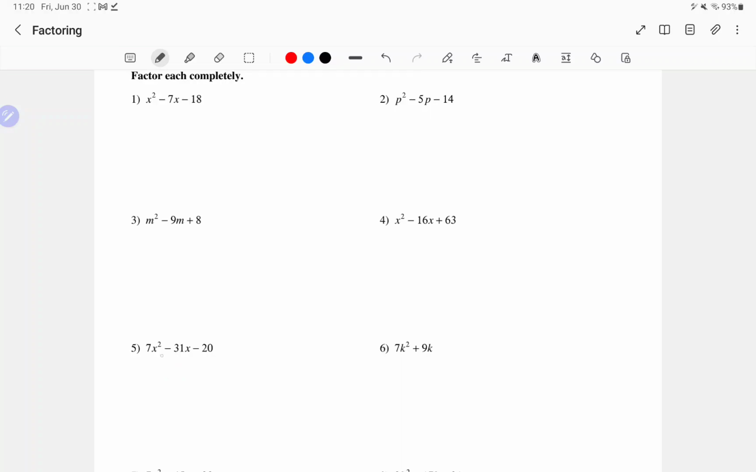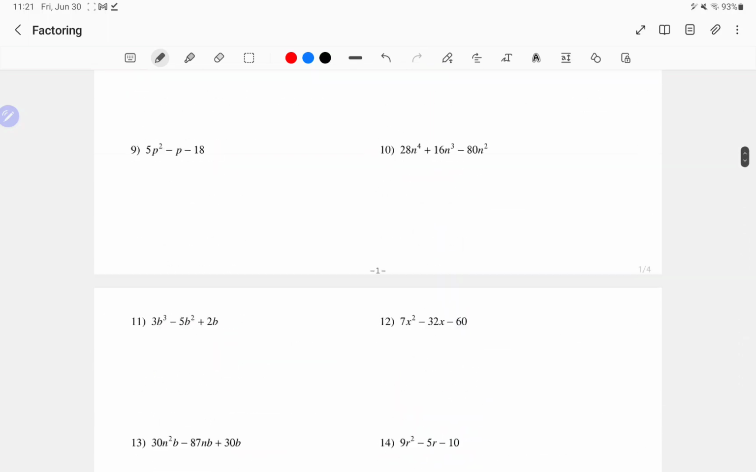You can't multiply 7 times 2 and get 31. That's not how it works. 7 times 2 is 14, not 31. 7 times 3 is 21, not 31. 7 times 4 is 28, not 31. So you can't get any of that. You can't get 20. So essentially, this is how we approach factoring questions.